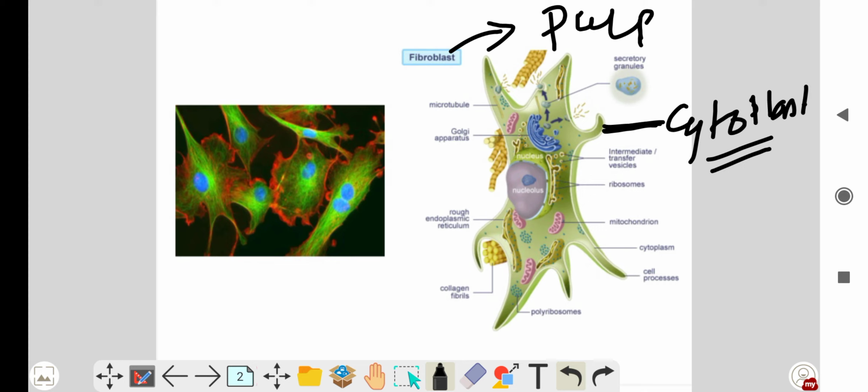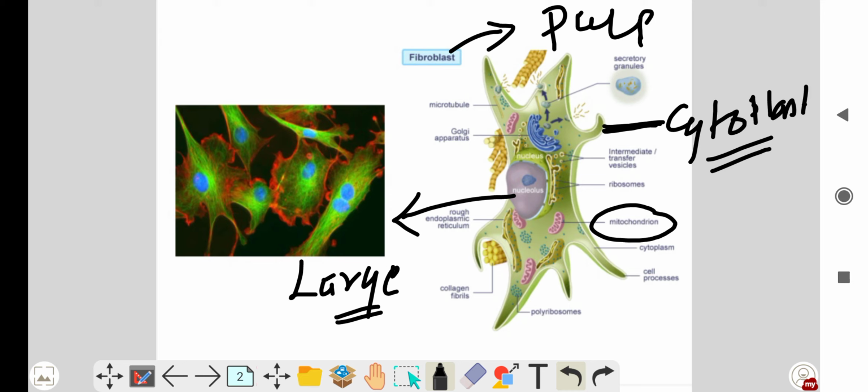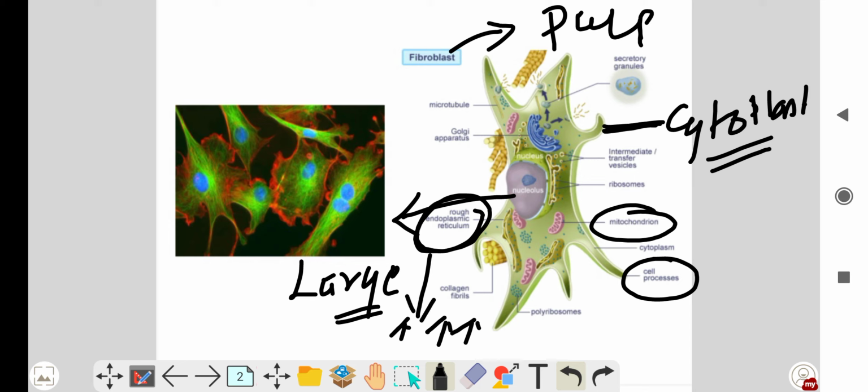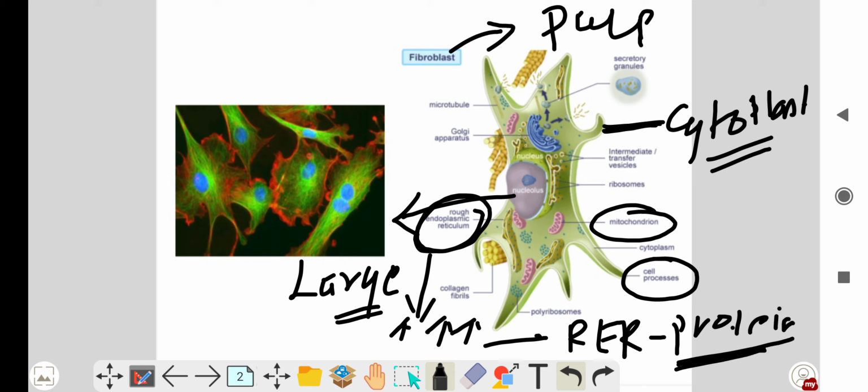Okay, active fibroblast has a large nucleus, and numerous mitochondria in the cytoplasm. This cytoplasmic process is also called a cell process. The amount of rough endoplasmic reticulum is high in the fibroblast because the rough endoplasmic reticulum is responsible for protein synthesis. Collagen is a protein, and all the extracellular matrix is protein.